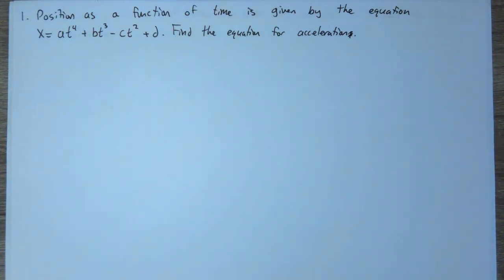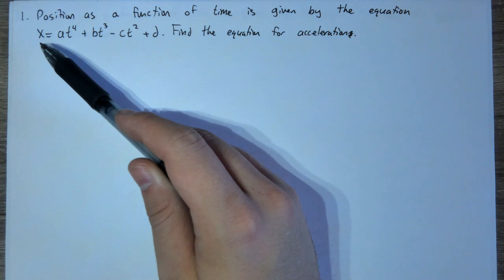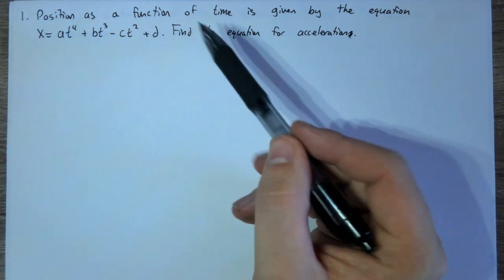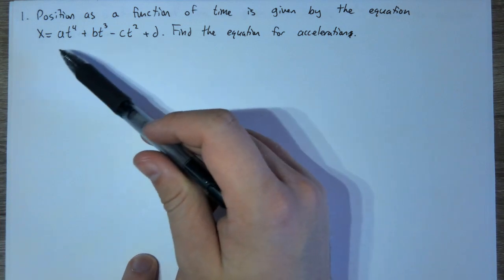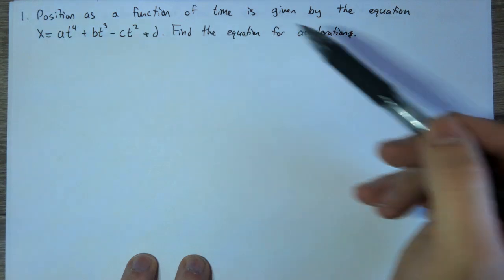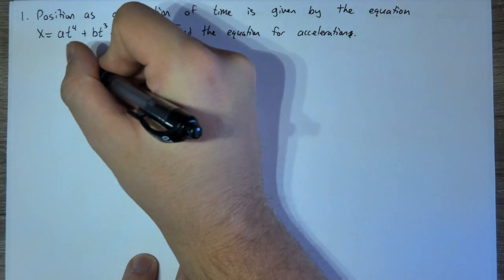In this video, I'm going to be doing two problems, one easy and one a bit more difficult, where we're given position as a function of time and we're asked to solve for the equation for acceleration. And so let's start with the easy one. So we know, given position, to find acceleration, we have to take the second derivative. So the second derivative of the position function will give us acceleration. So let's go ahead and do that.